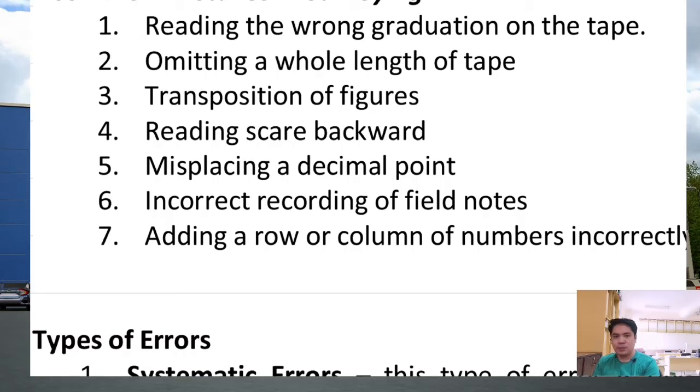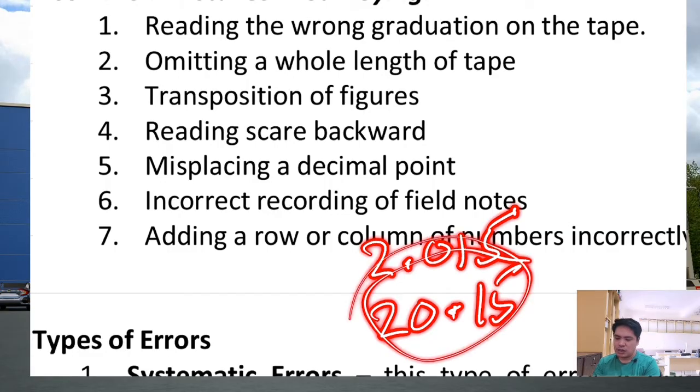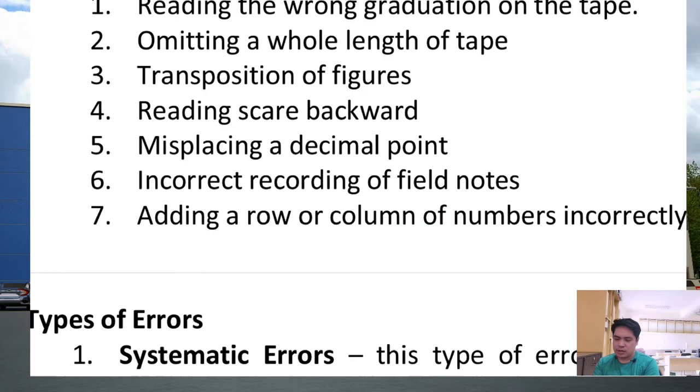Misplacing a decimal point. So, for example, 2.0125, 2.015. So, if you have this measurement, then na misplace mo yung decimal point, that would be 20.15 na. So, ang laki na yung ng mistake.